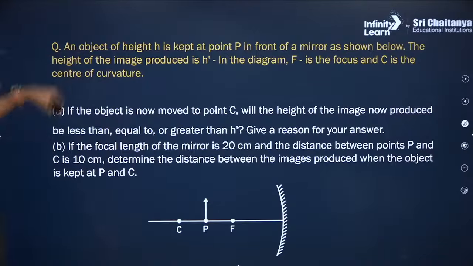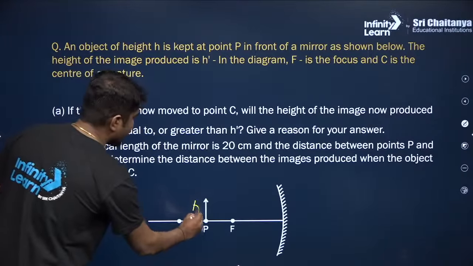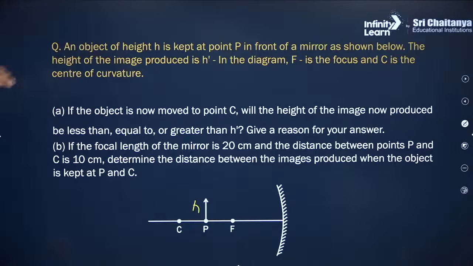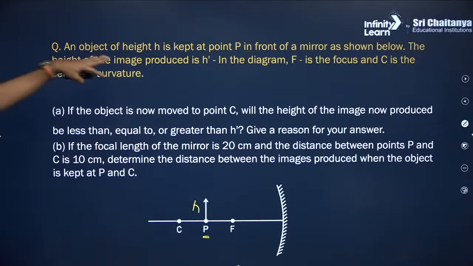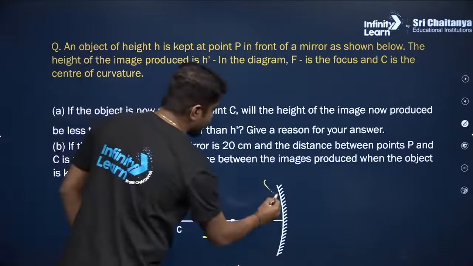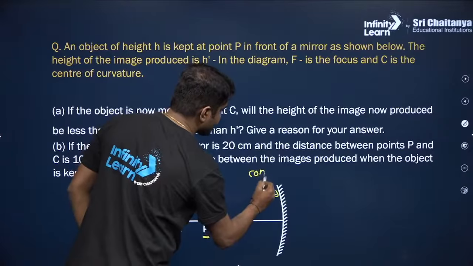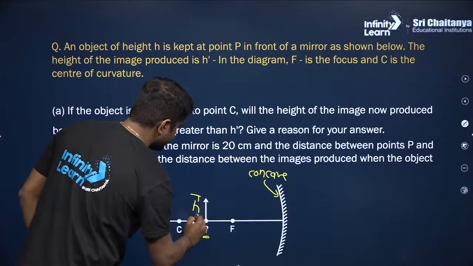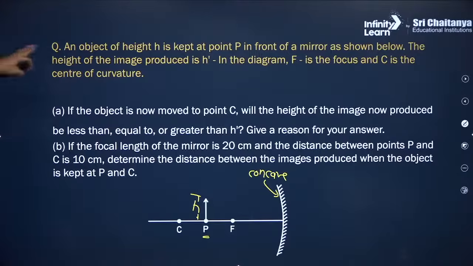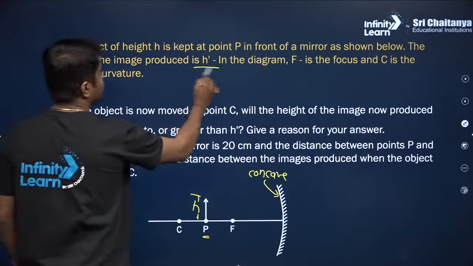So, an object of height h. There is an object of height h, and I guess there is the same diagram for this, kept at a point P. Yes, there is a point P and an object of height h in front of a mirror. Which type of mirror? There is a concave mirror. As shown in the figure below, the height of the image produced is h prime.